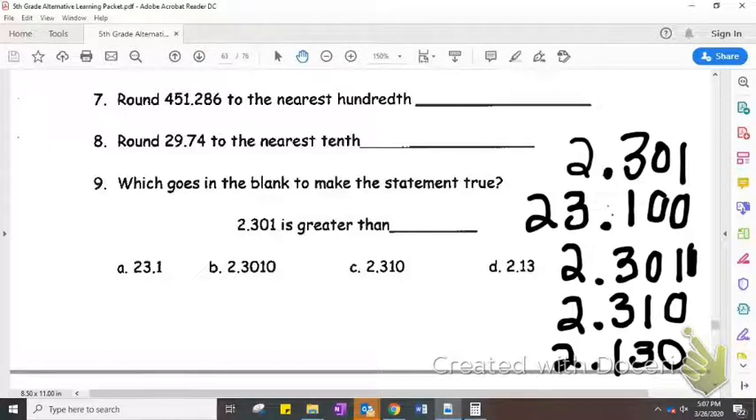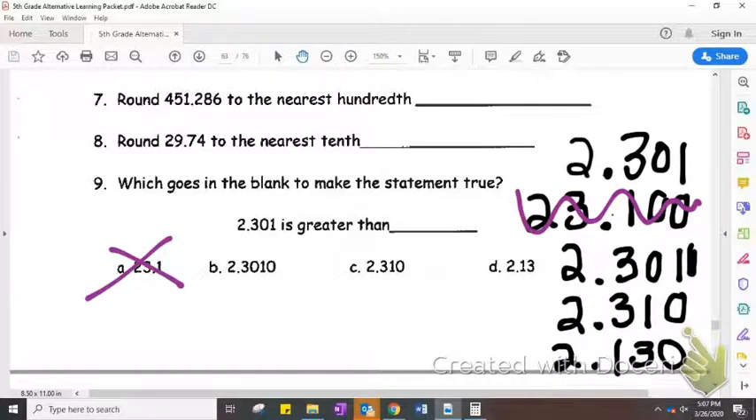All right, let's start in the tens place here. This number 23 is greater than the other ones because this one, that's 0 tens, 0 tens, 0 tens, 0 tens. So that makes this number, 23 and 1/10, that's not going to work. It's definitely not greater than 2 and 301 thousandths. We'll cross it out.